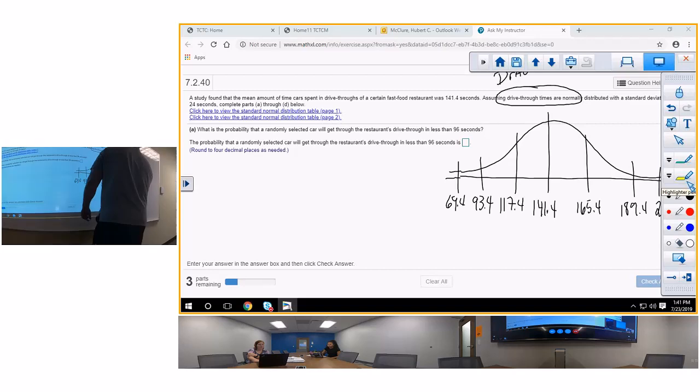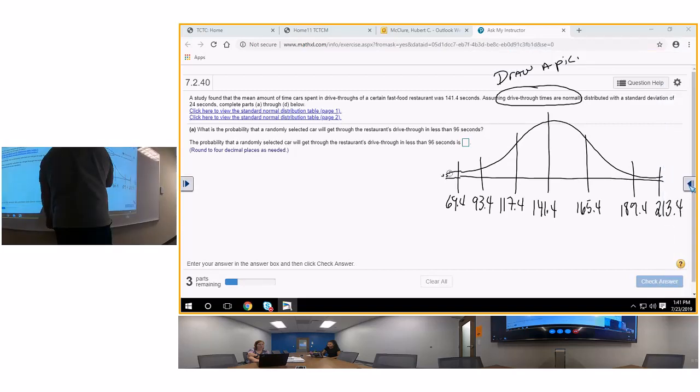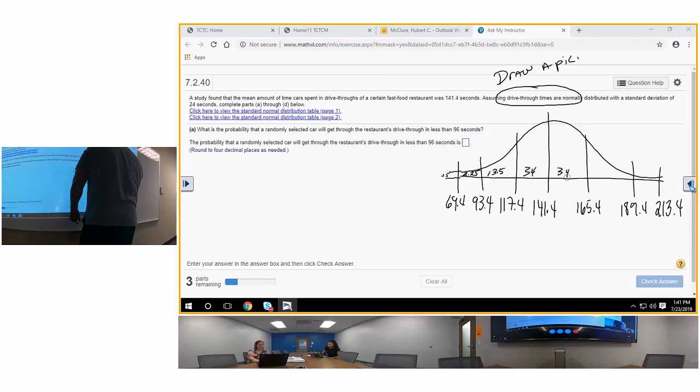Old friend, the empirical rule. Let me write that down. 0.15, 2.25, 13.5, 34, 34, 13.5, 2.5, 0.15.